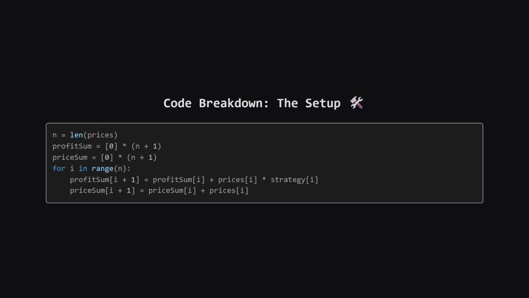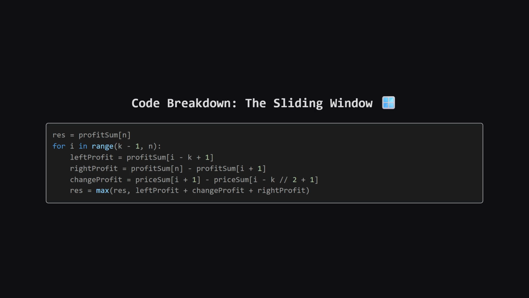First, we set up our prefix sum arrays. We make them one size larger than our input list to handle the starting case easily. The list called profit sum keeps a running total of the profit using our original strategy. So at any index it tells us how much money we've made up to this point following the original plan. The list called price sum is simpler. It just keeps a running total of the stock prices themselves. We'll need this because in the second half of our modified window we force a sell action, which means we just add the stock price to our profit.